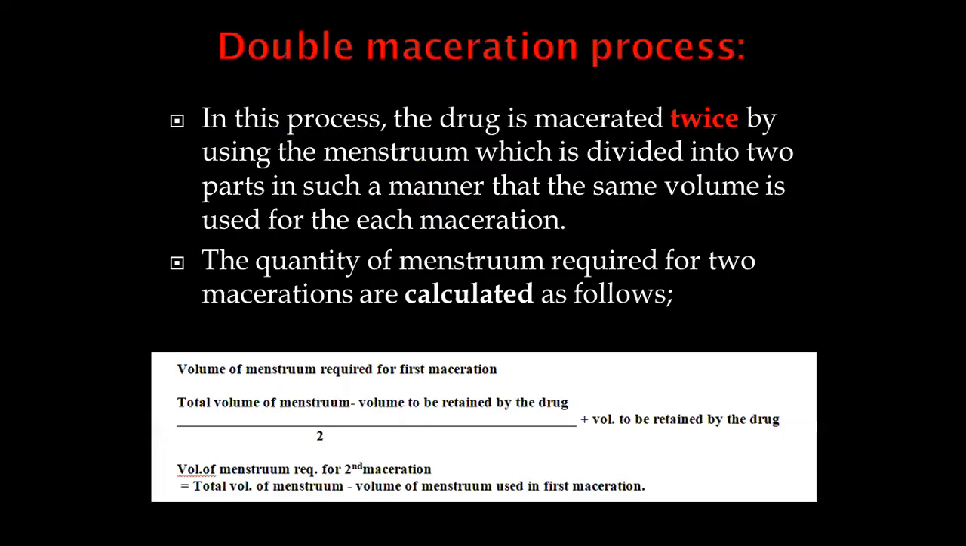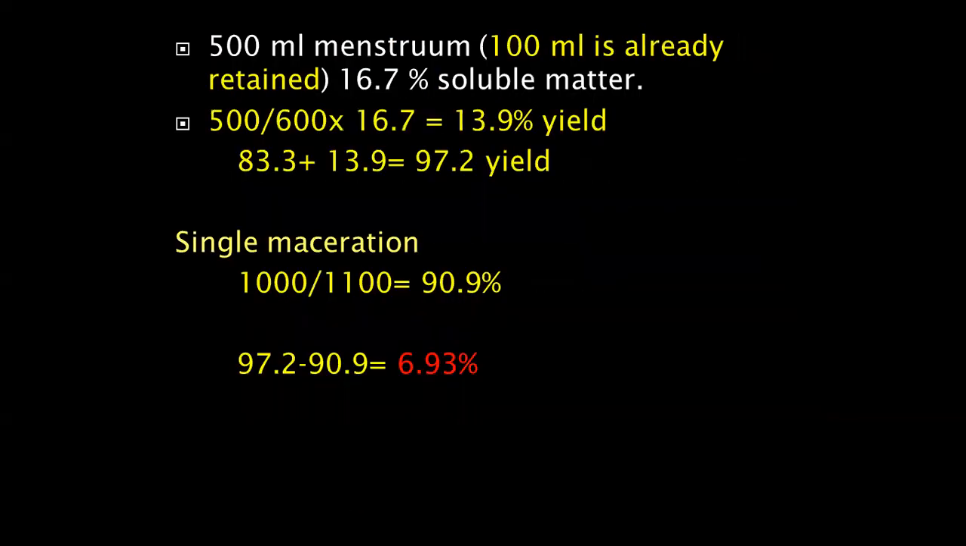The total volume of menstruum minus the volume of menstruum used in the first maceration. My total volume is 1100 ml and the volume used in the first maceration is 600 ml. So the second volume I am going to pour is 500 ml. I am pouring 500 ml of the menstruum, but the drug has already retained 100 ml. So the total volume of menstruum present in the vessel is 600 ml.